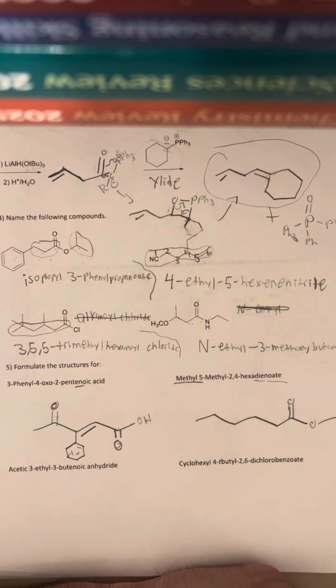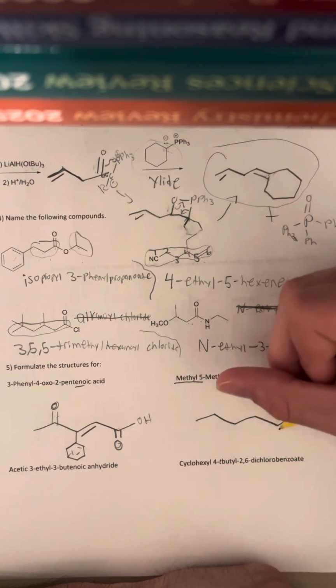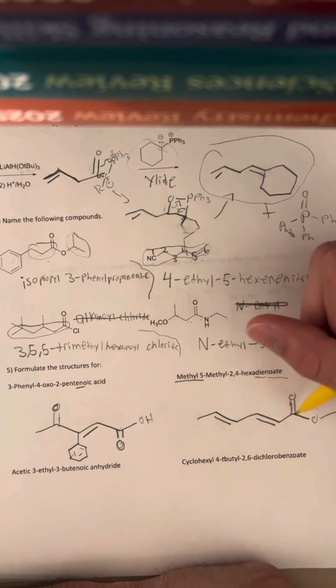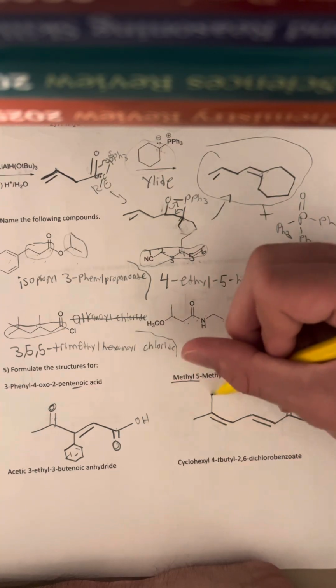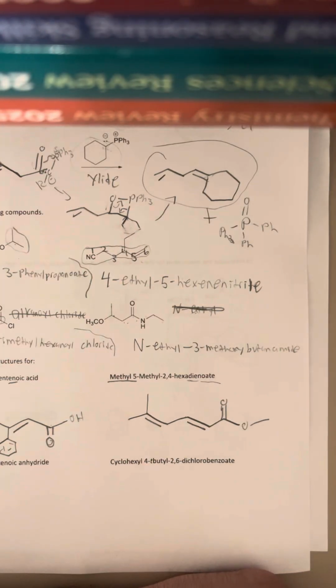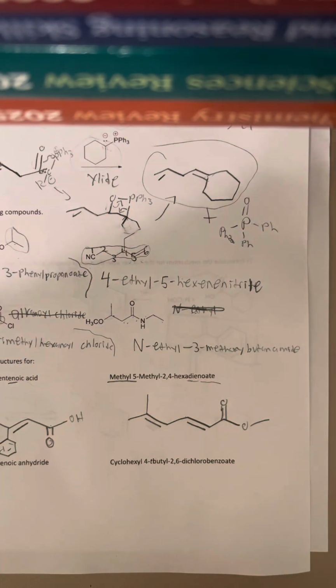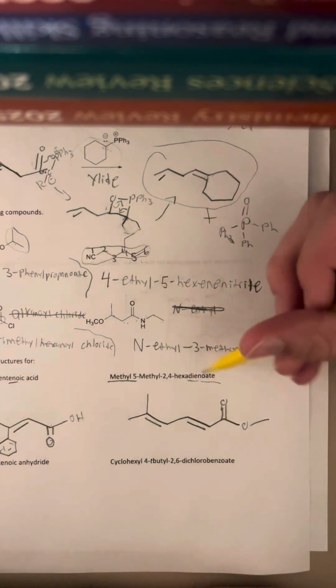We know that from the methyl. Let's focus on this. 2,4-hexadienoate means on carbons 2, 3, and carbon 4, we have the diene. 5-methyl, so 1, 2, 3, 4, 5 methyl. And there you have it. So start from the end of the name and work backwards. Look at the parent chain and stick on your substituents from there.